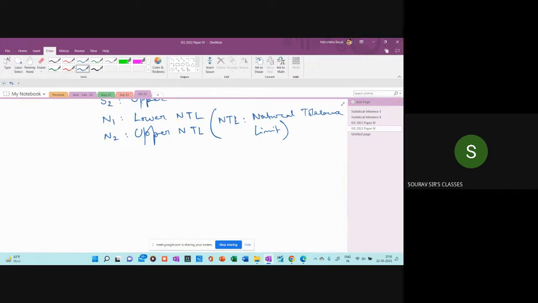This can also be simplified as, we know that the natural tolerance is the 3 sigma limit. So we can also simplify this PCR as S2 minus S1 by 3 sigma minus minus 3 sigma, which is S2 minus S1 by 6 sigma. Okay, so this is how we can find out the process capability ratio.